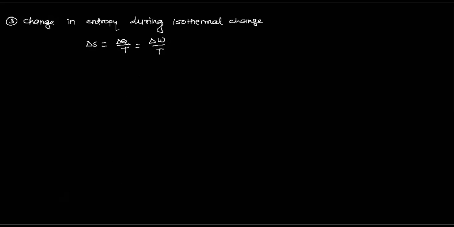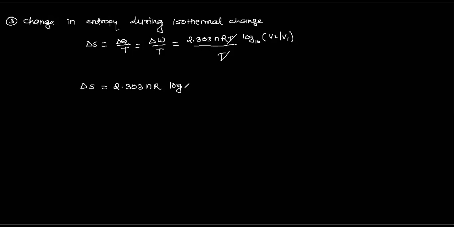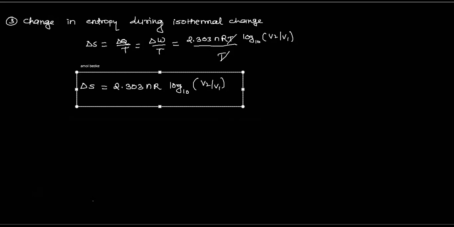So what you will get? You know, work done in isothermal change, what is that? 2.303 nRT log to the base 10 P2 by P1, and this is divided by T. So this T and this T will get cancelled. So you will get delta S is equal to 2.303 nR log to the base 10 P2 by P1. Okay.